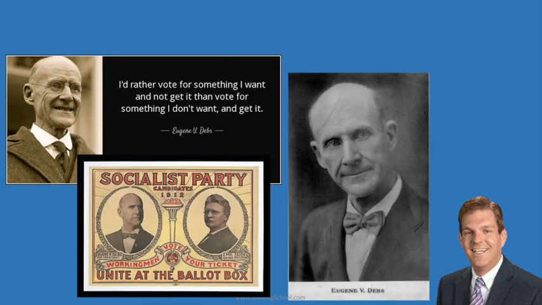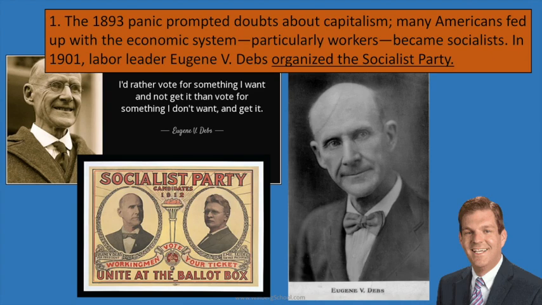Let's go to subpoint C and meet, I was going to say our new friend, but we met him last unit, so he's our old friend, Eugene V. Debs. Eugene V. Debs was the guy that was the socialist. He was the guy that led the Pullman strike. And in 1893, there was this economic panic which prompted doubts about capitalism. It felt like maybe in the face of an economic panic that capitalism itself had maybe run its course. Americans were fed up with the economic system, particularly workers, and a lot of them became socialist.